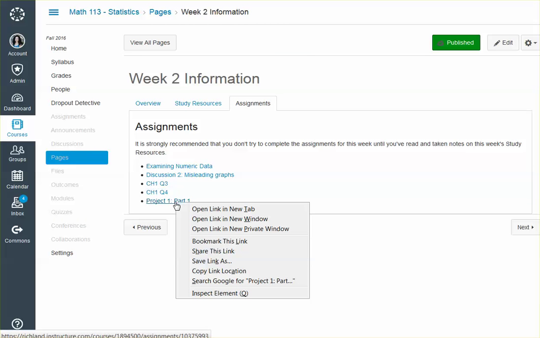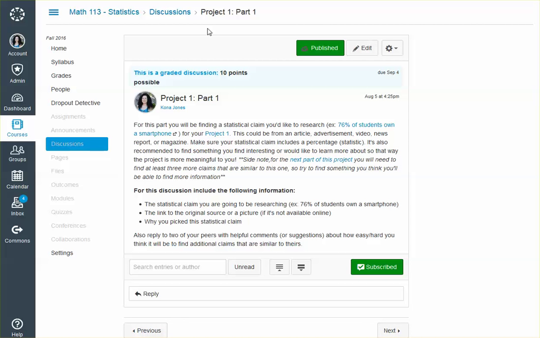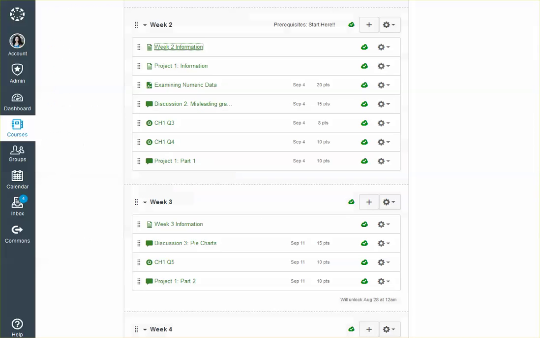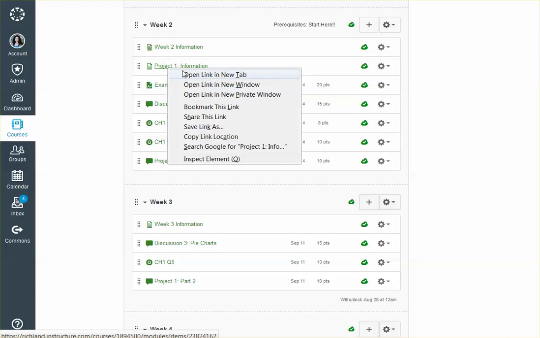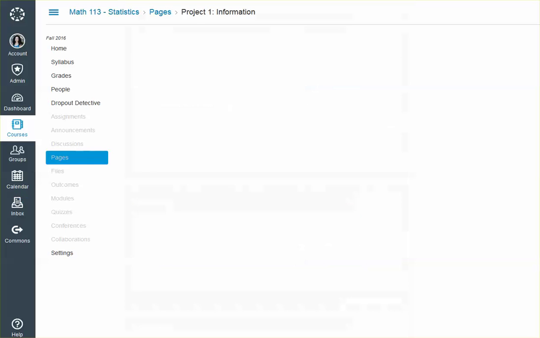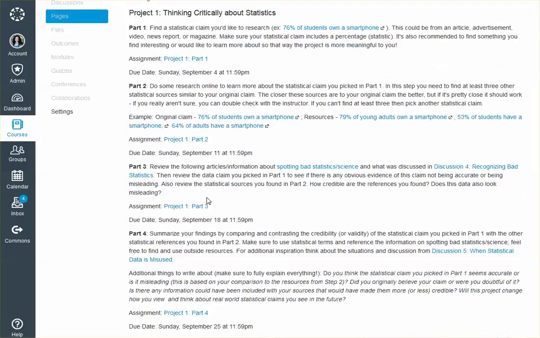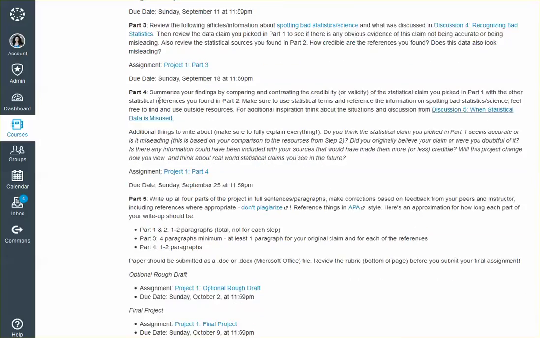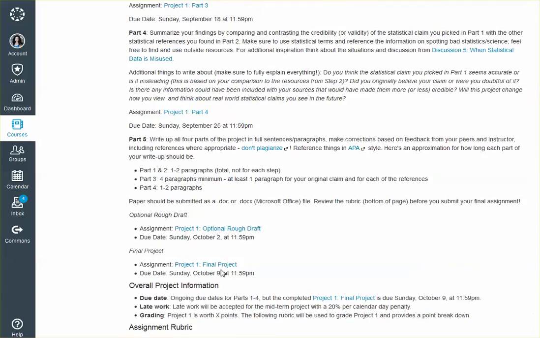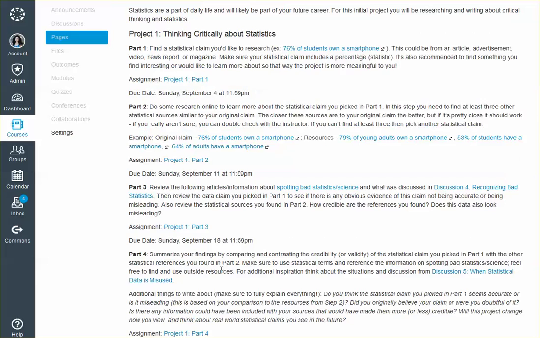And the last part is Project 1, Part 1. So you actually do have a project. This is your first project, and actually, you know what? We'll go back over here and open up that project information first. So Project 1 information, this has to do with thinking critically about statistics. The Project 1 information has the information for all of the different parts, but if you notice the due dates, it's not that you have to do all of this at once. We're breaking this up week by week, part by part.